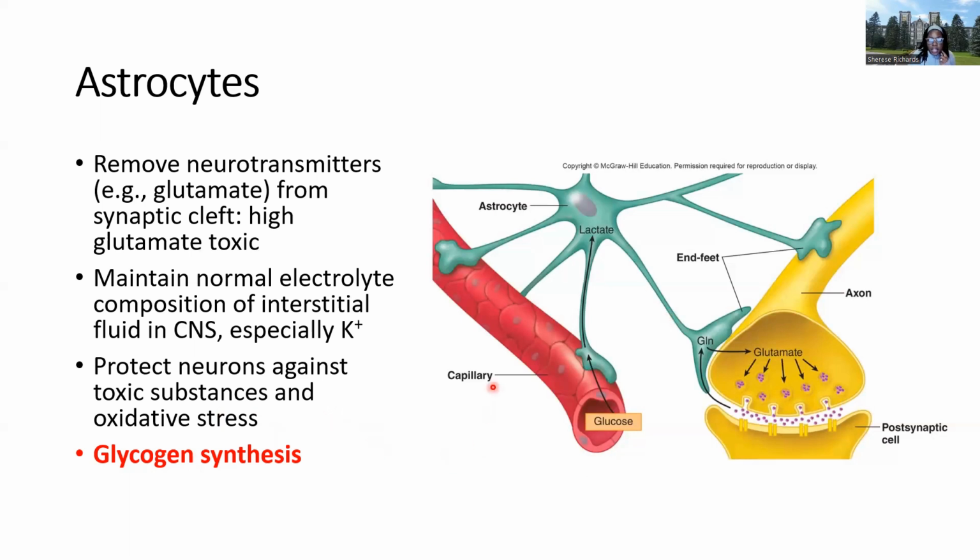Astrocytes can also secrete glycogen, which is one of the main sources of fuel for the brain. So the brain is very unique in that it can only use glucose. So it's very glucose dependent. And so having an ability to make glycogen, which can then be converted to glucose for energy, is one of the ways that astrocytes help to support neurons.